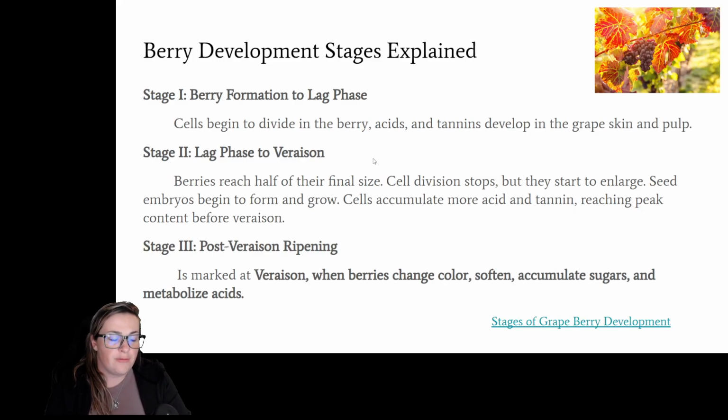Seed embryos begin to form and grow. Cells accumulate more acid and tannin, reaching peak content before veraison, right? So they're adding water, more acid, more tannin. The seed embryos are growing.